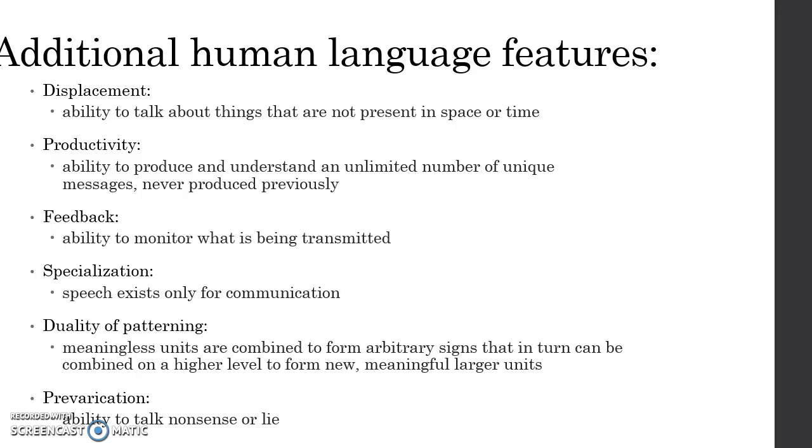So if you think of the word blackboard, you can think of all the phonemes that combine together to make the words black and board. They then combine together to make a compound word. And then we can use it in a sentence, the blackboard was clean. So that means we can keep building onto a higher level. And prevarication means we can talk nonsense and we can lie using human language.